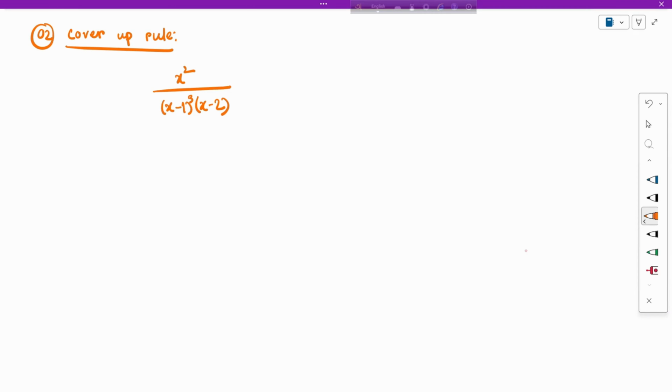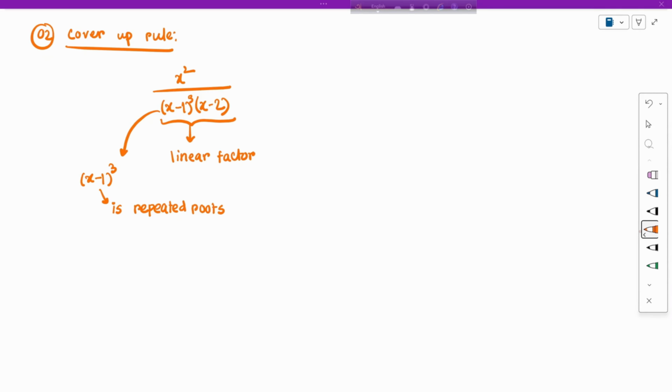In the denominator, if we look closely, there are linear factors, but there is a specialty. This one has a power of 3 over it, so it's going to have repeated roots, or multiple roots. (x minus 1) to the power 3 is going to have repeated roots, and in case of repeated roots like this, we're going to use the cover-up rule.